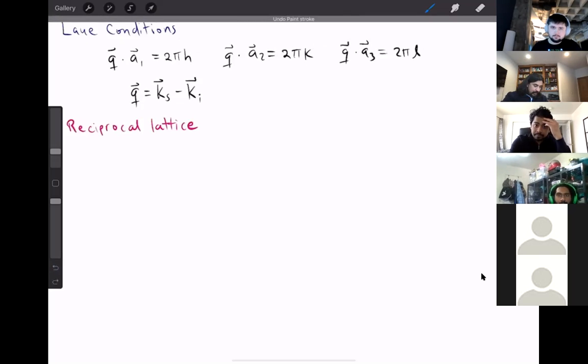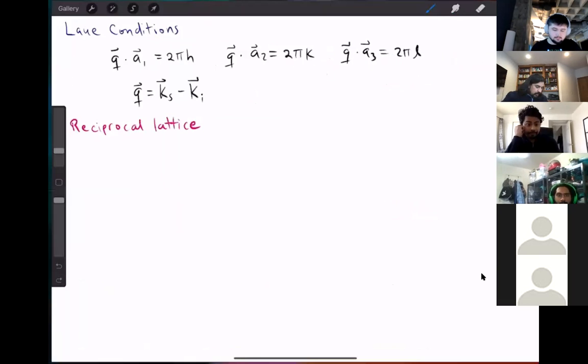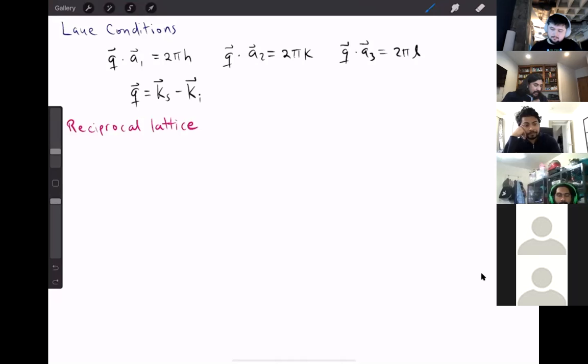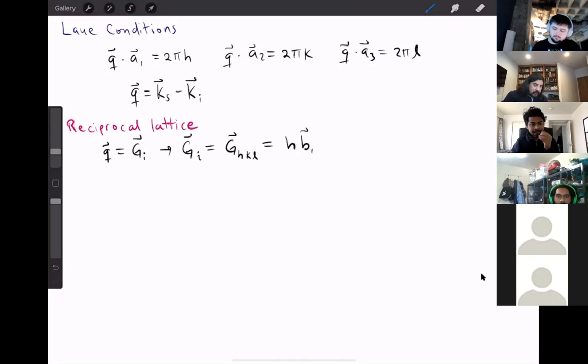And that means that you have a particular lattice point. So there's a discrete set when Q is equal to G_i. In this case, this G vector, we could index it with i, but it's better to index it with these 3 parameters, h, k, l, and these are b1 times h, k times b2, and l times b3.